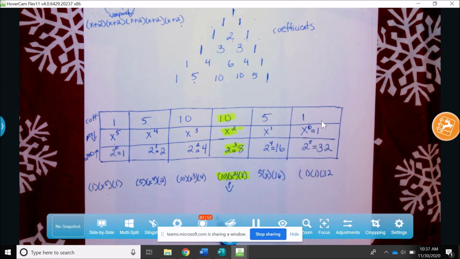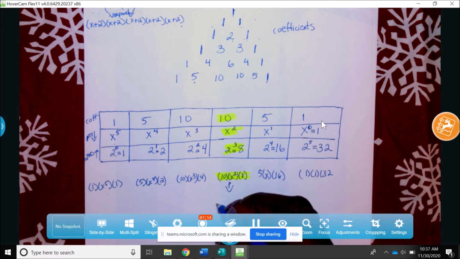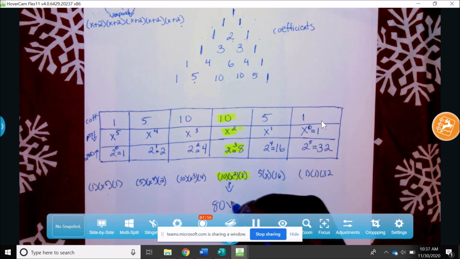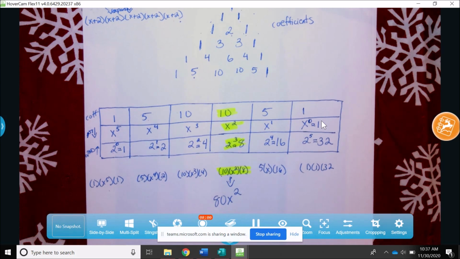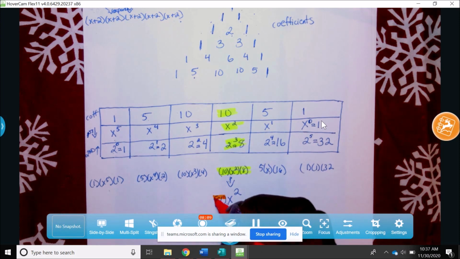So since they only wanted the answer for this term, this is the only answer that we're going to do. So it's 10 times 8, which gives you 80, times x squared. And so the answer to the question, what's the coefficient for the x squared term? Well, that answer is going to be 80. 80 is our answer.